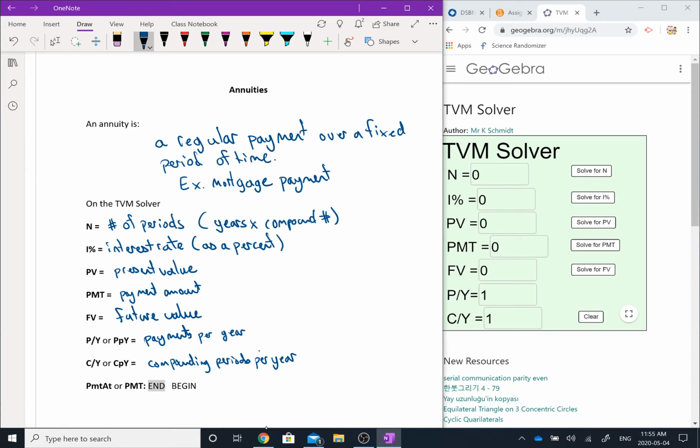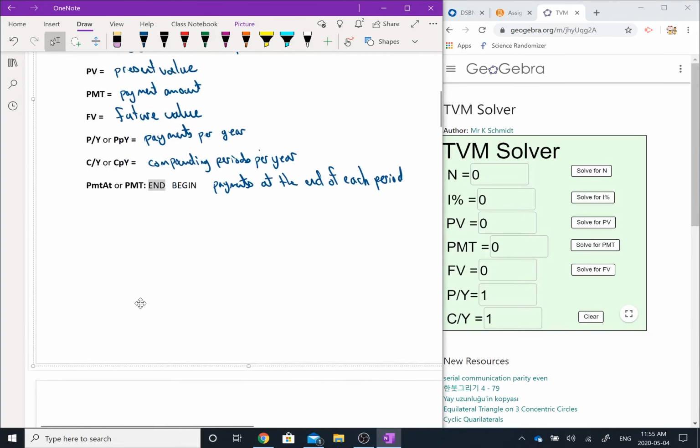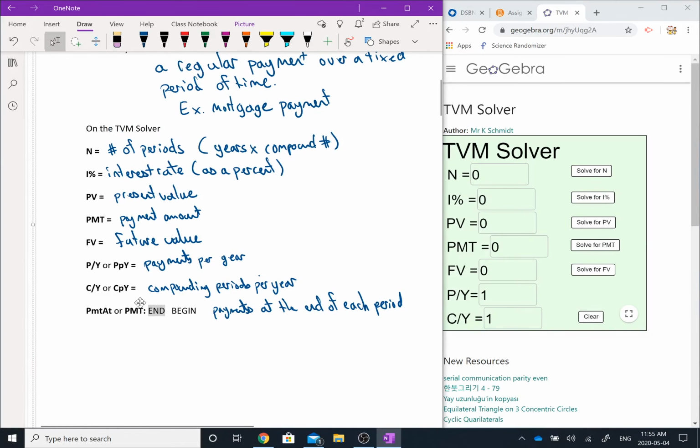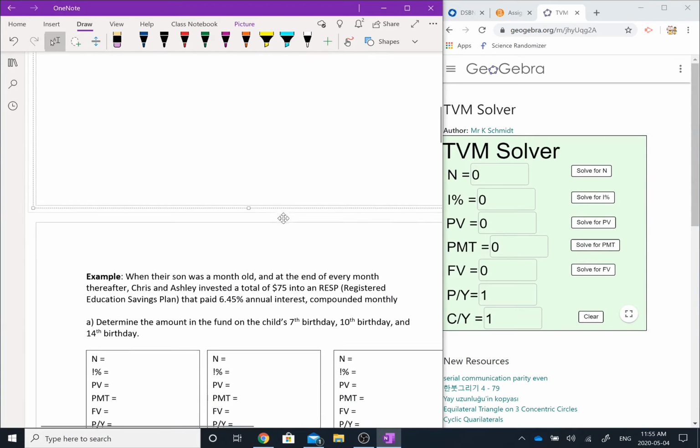And again, if we're using a graphing calculator, you want the PMT at end, which means payments at the end of each period. But when we're using this online one from GeoGebra, you don't have to worry about the PMT at the end or the beginning. So those are, again, just a review. We've already covered those in the last lesson. But now we're going to incorporate the payment amount, so we're going to look at questions where we have to incorporate payment.